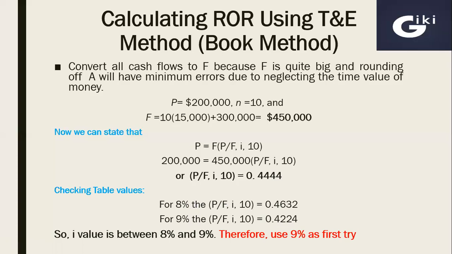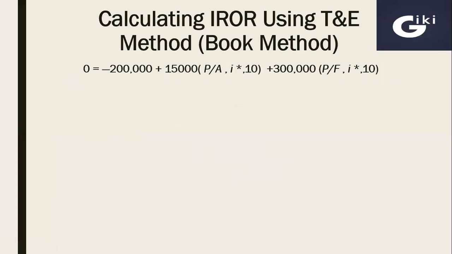Therefore, we will use 9% as the first try. This is the equation that we used earlier: 0 is equal to present worth. So 0 is equal to minus 200,000 plus 15,000 P over A factor for unknown rate of interest and 10 years plus 300,000 P over F factor for unknown rate of interest and 10 years.